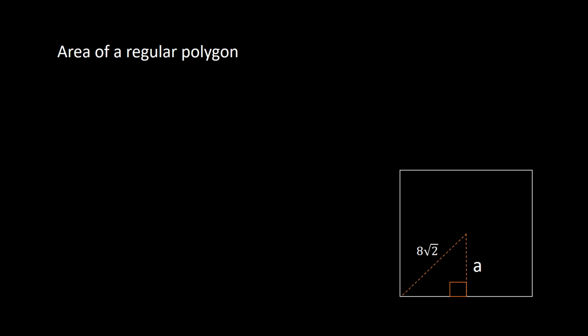Here's another example where we do not know the apothem or any side length. But what I do know is the radius. So the radius is given to me as 8 times the square root of 2. Now the question is, can I use that information to find the apothem and the side length?